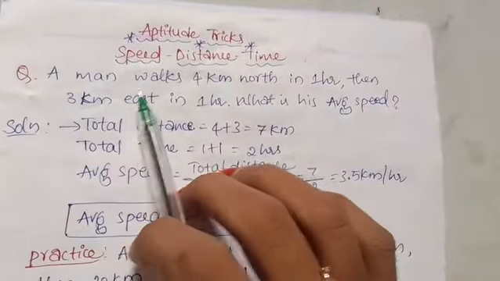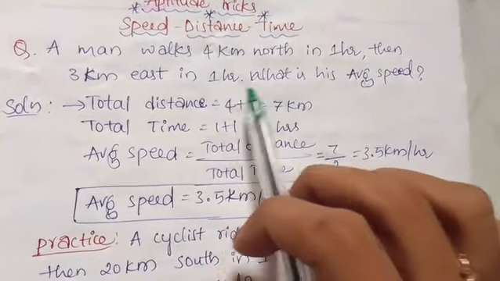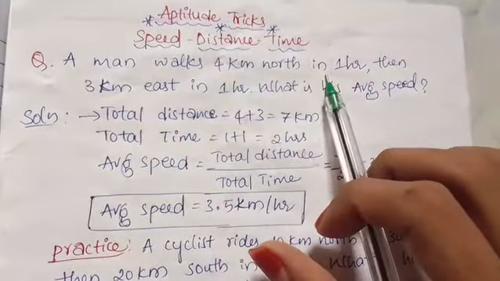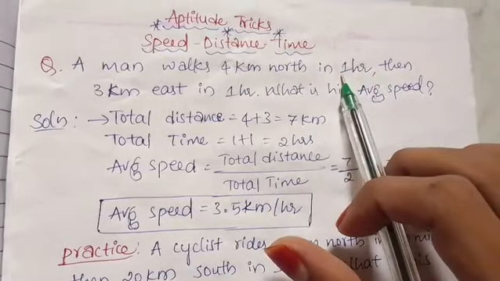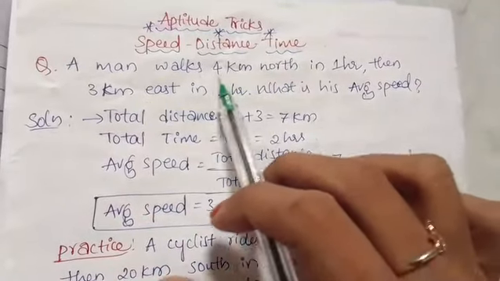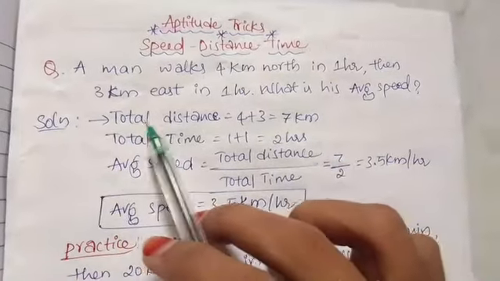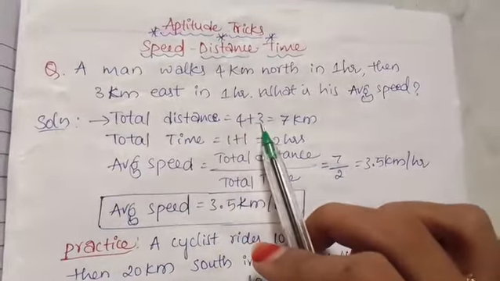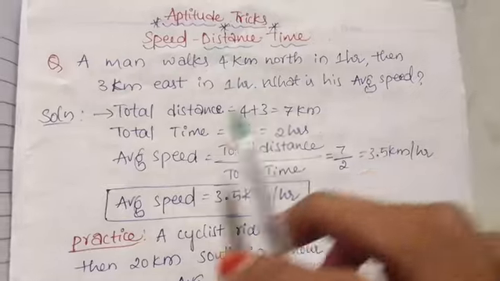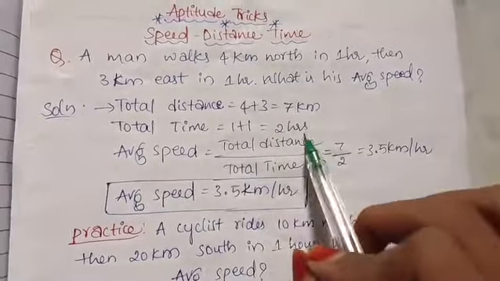And the third question is, a man walks 4 km north in 1 hour and then 3 km east in 1 hour. What is his average speed? He walks 4 km in north in 1 hour. Here the time is 1 hour and the distance is 4 km. And east in 1 hour. Here the time is 1 hour and the distance is 3 kilometers again. Find the total distance, that is 4 plus 3, 7 kilometers. The total distance he walks is 7 kilometers and the total time is north 1 hour and east 1 hour, that is 2 hours.